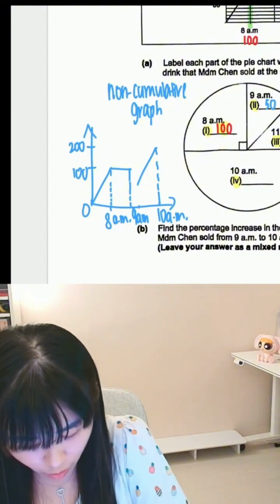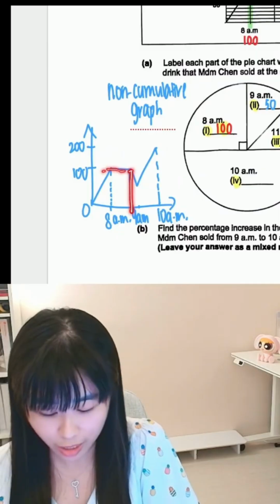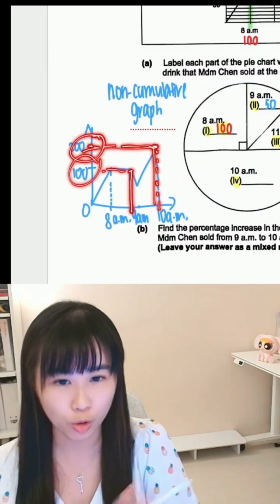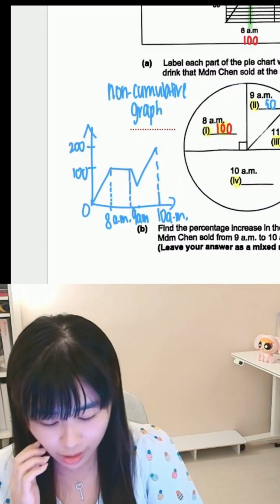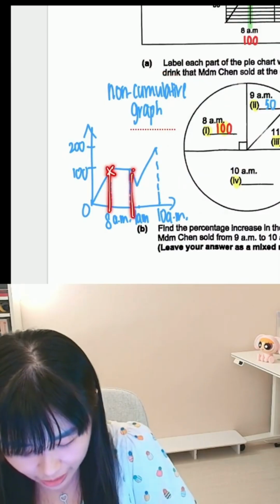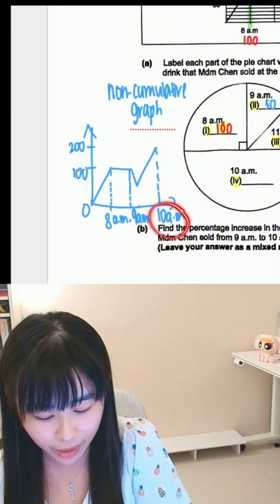So for this kind, your 9 a.m., let's say, is this point. You are going to sell 100, and then at 10 a.m., let's say it's 200. It's just 200. You don't need to minus one. Why? Because non-cumulative means this point here represents exactly how many things they sell at the timing at this point.